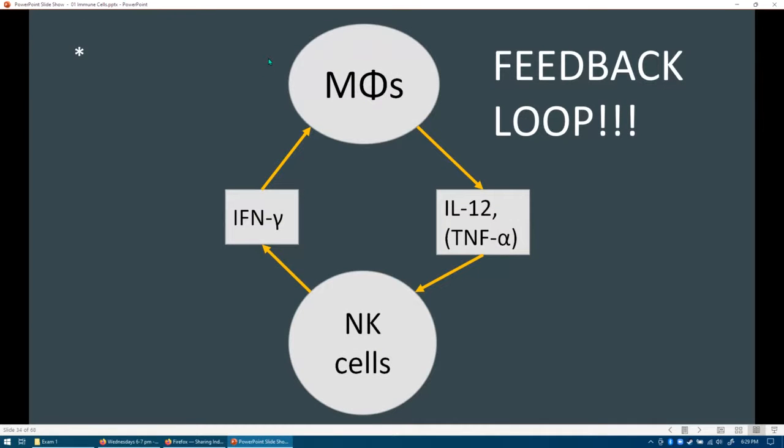And lastly, with natural killer cells, there's a very important feedback loop between the two cell types, natural killer cells and macrophages. Natural killer cells release interferon gamma when they're activated. Interferon gamma activates macrophages. Activated macrophages make IL-12 and tumor necrosis factor, both of which act on natural killer cells and cause them to make more interferon gamma, and it just goes in a positive feedback loop of continual activation.